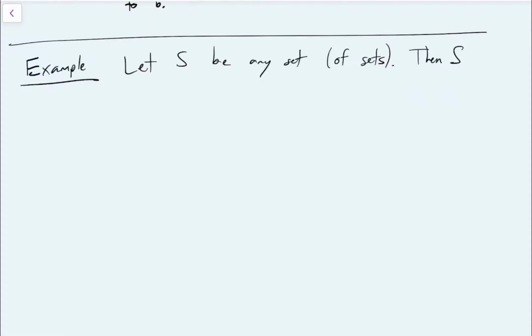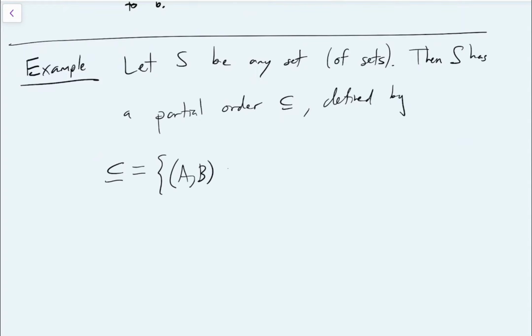S has a partial order which is called less than or equal to, defined by: less than or equal to is the set of all (A, B) in S cross S, such that for all a in A, a is in B. Remember, this is precisely what it means to say that A is a subset of B.